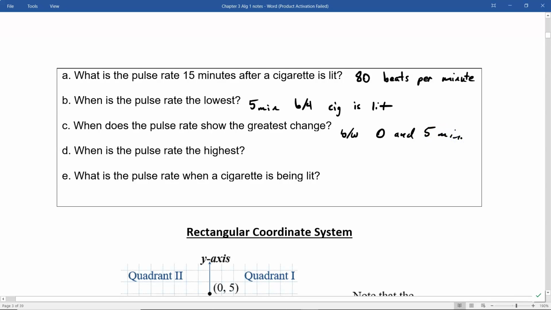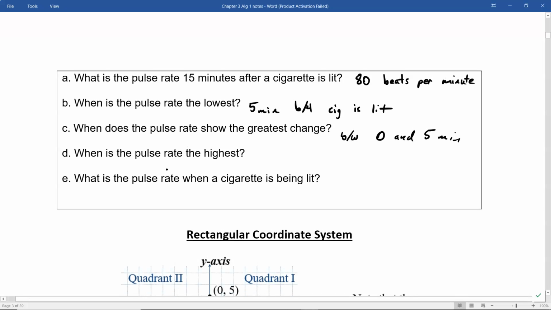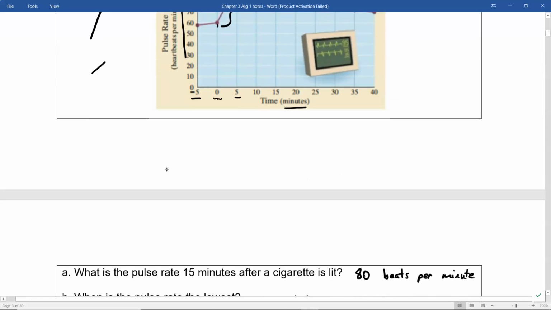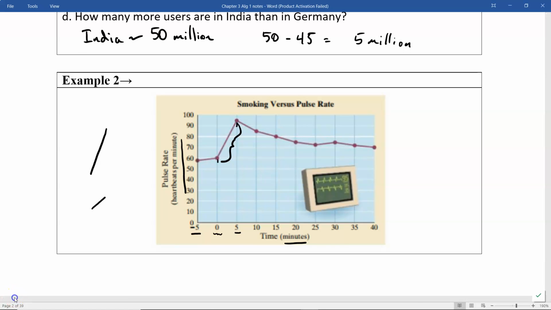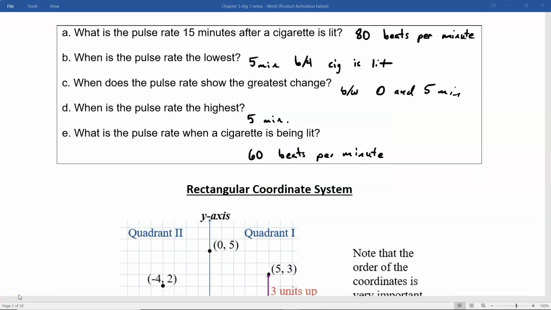So for parts D and E, I'll leave this for you to do. Go ahead and pause the video. D is when the pulse rate is the highest, and E is what is the pulse rate when a cigarette is being lit. And these are the solutions you should get. So the pulse rate is the highest at 5 minutes, and the pulse rate when a cigarette is being lit is 60 beats per minute.